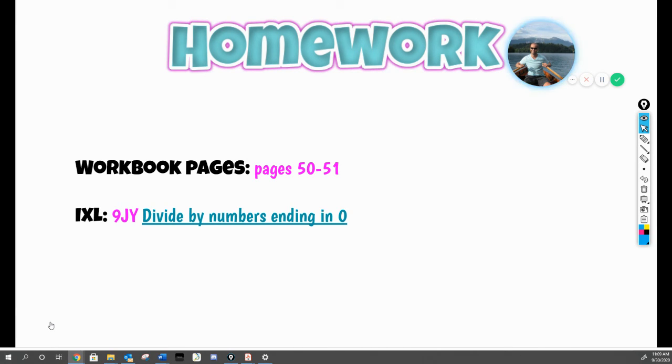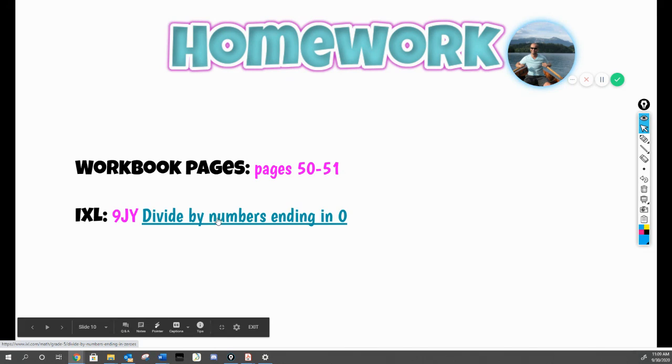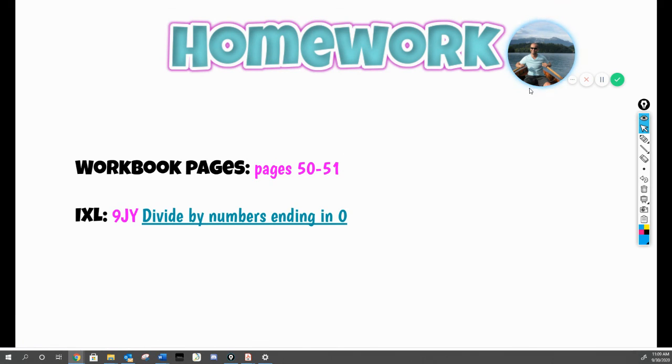Your homework is probably the next 2 workbook pages. Double check with your teacher just to be sure. And then IXL, always the IXL lessons that align with whatever you're doing here. 9JY is the code you can put in because the lesson numbers actually change from year to year. And as always, you can check your IXL skill plans. Go to Math and Focus 5th grade, Chapter 2 for what lines up with this lesson, and you will be good to go.